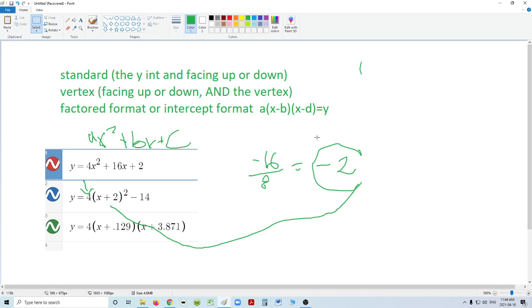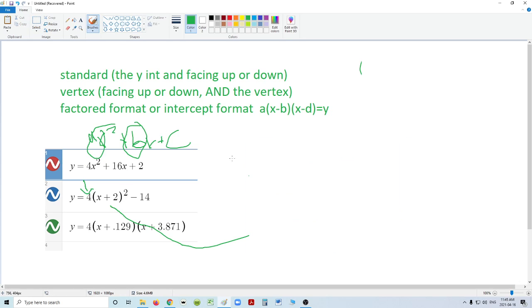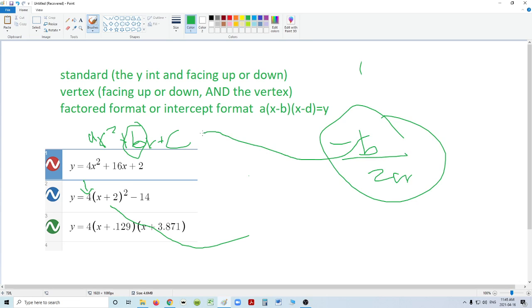Anyway, that's a good thing to keep in mind, because once you get the x value, you can then plug it in. So if you're stuck and don't want to complete the square, just remember that within the standard form, the x value of the vertex is minus b over 2a. And then you get it.